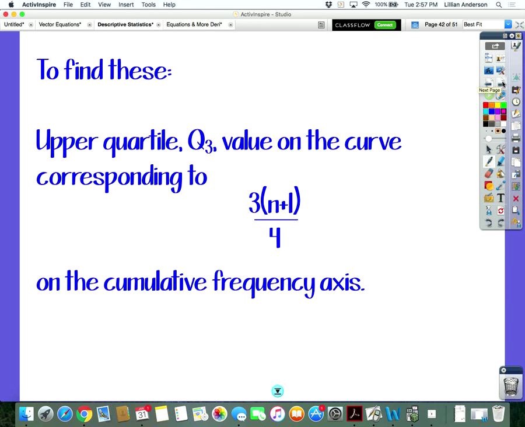The upper quartile, which is labeled as Q sub 3, is similar to the first quartile, but it is the 75th percentile. It's 3/4 of your data, so it's 3 times n plus 1 divided by 4. Okay? Same example. We already know our cumulative frequency was 180. Somebody tell me what number that is.